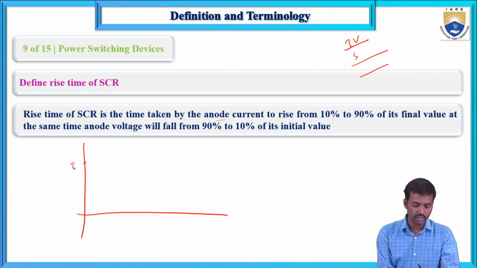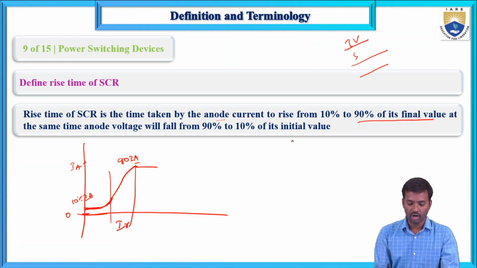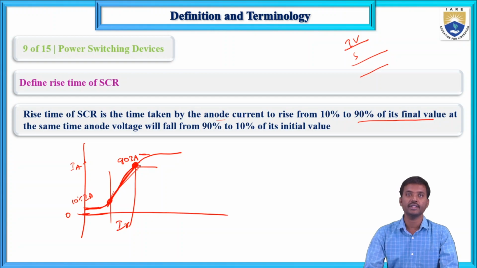Suppose this is the anode current, this is the zero anode current, and this is the leakage current. From 10% of the anode current to 90% of the anode current, this time is known as the rise time. This is the final value, this is 100% and this is the 90%. So this time period is known as the rise time.